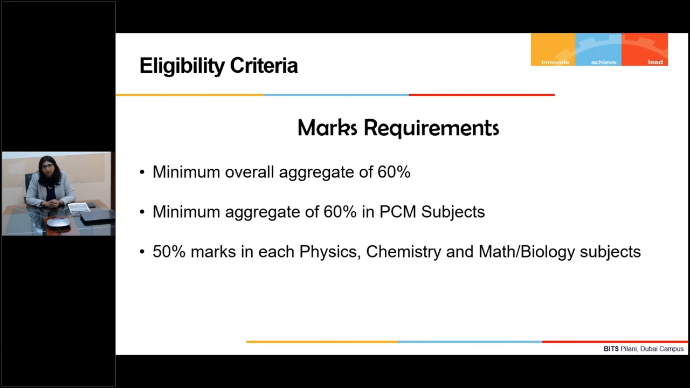The minimum requirement in terms of marks is an overall aggregate of 60% to apply. We are also looking for a minimum aggregate of 60% in your physics, chemistry, and math subjects. And you must have a minimum of 50% marks in each of these physics, chemistry, and math subjects also. So this is the basic requirement for you to apply. And based on the cutoff, you will be allotted an admission.